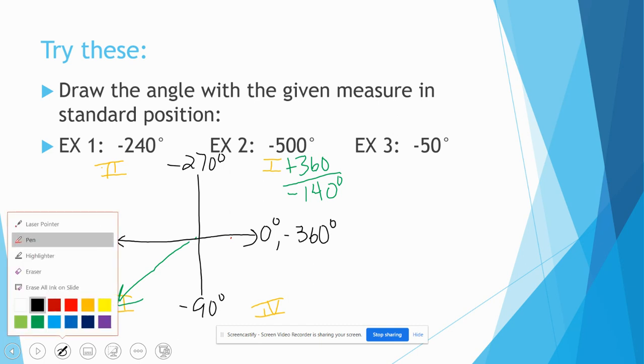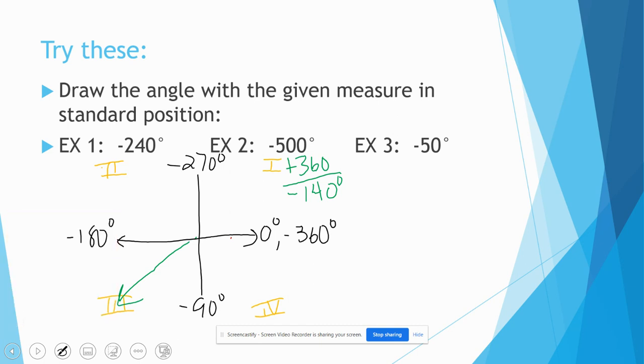Okay, so again, we still have to show that we went more than 360 degrees. So starting on our initial side, going clockwise, I have to go all the way around one time for 360 degrees. And then I continue on over to the negative 140. We're stopping in quadrant 3, and that would be the negative 500 degrees.